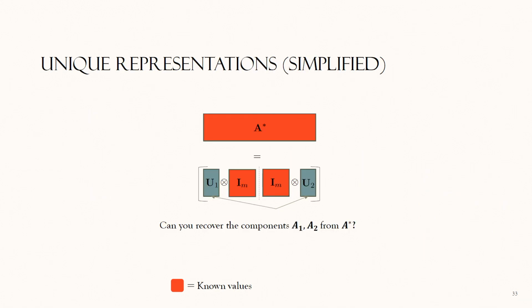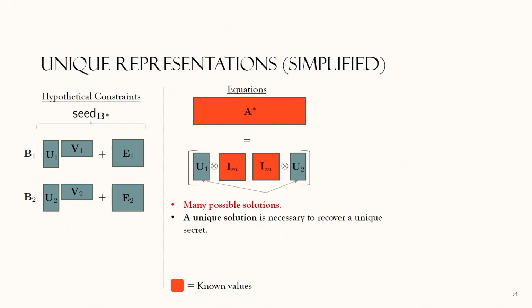And suppose you had A star, and A star is equal to some U1 tensor identity, identity tensor U2. I'm going to rename them U's because they're going to be unknowns. And the question I'm going to ask is, can you recover the components A1 and A2 from A star? And this is your equation set. And of course, you have hypothetical constraints made by the seed, but you don't know the errors, so you don't really know these constraints. The first problem is that there are many possible solutions, and we actually need a unique solution in order for our attack to work.